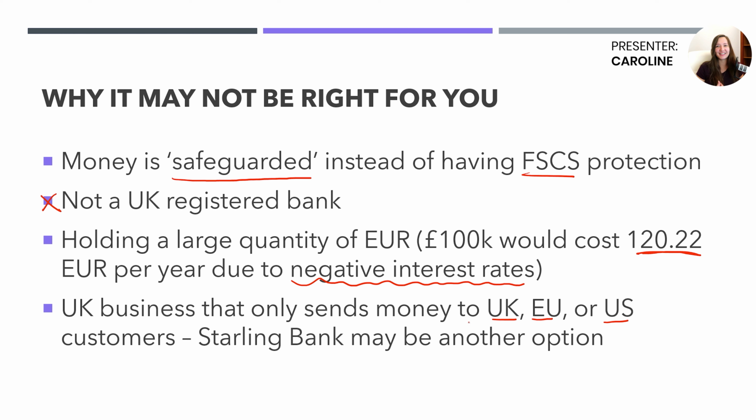For example, Starling Bank has a very similar structure with regards to transfer and conversion fees. So if you have no problem with opening a UK business bank account and you need to just use GBP, euros or US dollars, then Starling may be another option for you that you could look at, because they will have the FSCS protection and they are a registered bank in the UK.